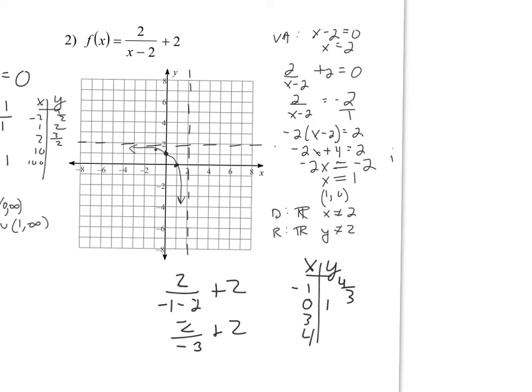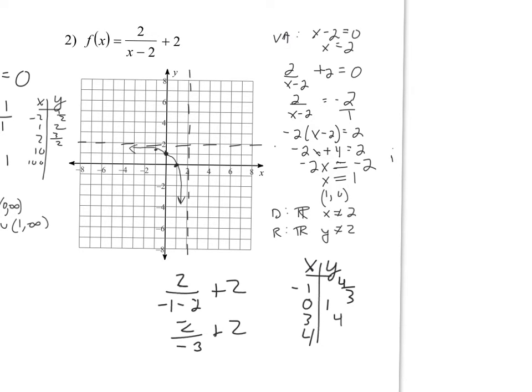And then we need a couple points on the other side. So we're going to put a 3 in there, which is an easy one. If you took this number, plugged it in here, 3 minus 2 is 1. 2 divided by 1 is 2. 2 plus 2 is 4. So this number is a 4. And then let's do 4. 4 is not too bad either. The only one that was a little annoying was the fraction right here. But if you pick your numbers smart, you don't have too many fractions to deal with.